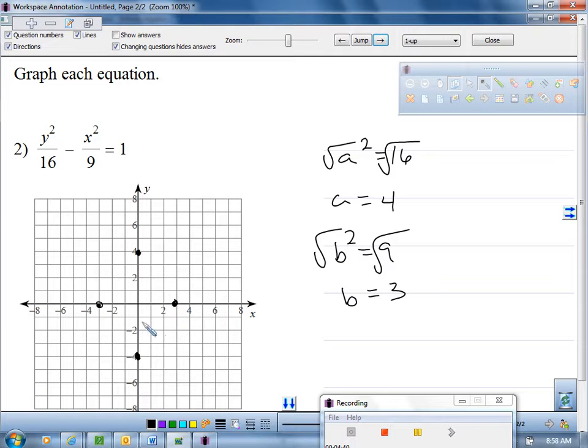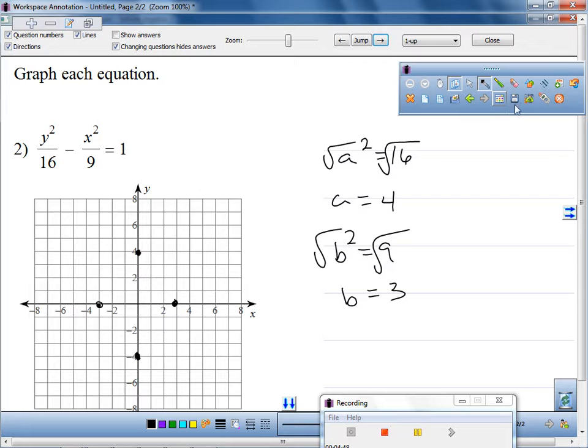Because again, we haven't had to list the center, but the center is at the origin for these two particular problems we just did. Alright, so now we're going to draw in our little box, and again, this is a guide. It's not really part of the graph of the hyperbola. Okay, and so we put that in, and that's mainly to guide us so that we can draw in our lines for our asymptotes.